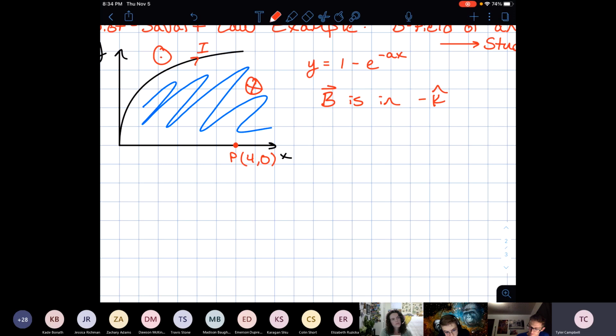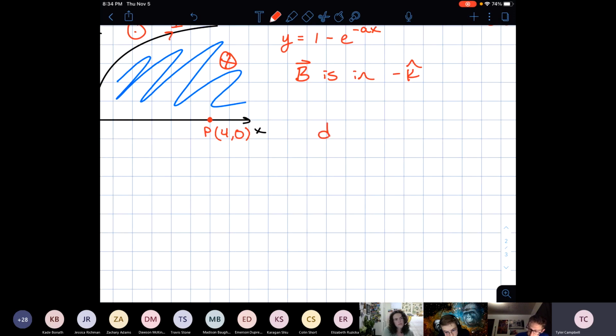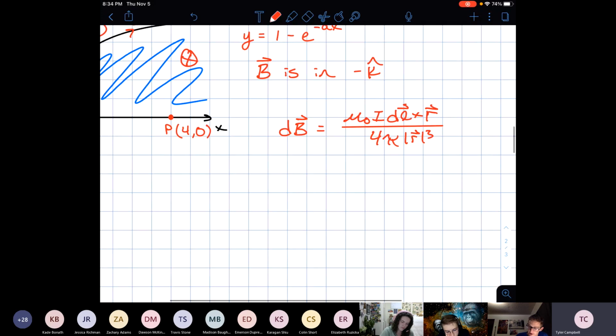All right, good stuff. Next step is to actually write out the Biot-Savart law. So I'll say that dB equals mu naught I times dl cross r over 4 pi r cubed. Just writing out the Biot-Savart law.